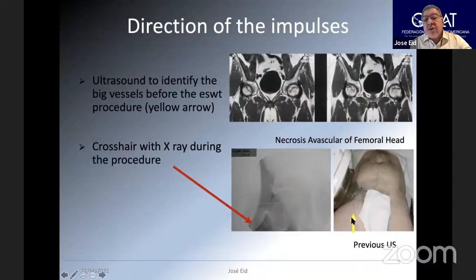You see the yellow arrow here. We did previous ultrasound, and we localize the big vessels. And after this, we use the X-ray, and you see here the crosshair showing that we are in the femoral head. This is a case of bilateral avascular necrosis of femoral head.